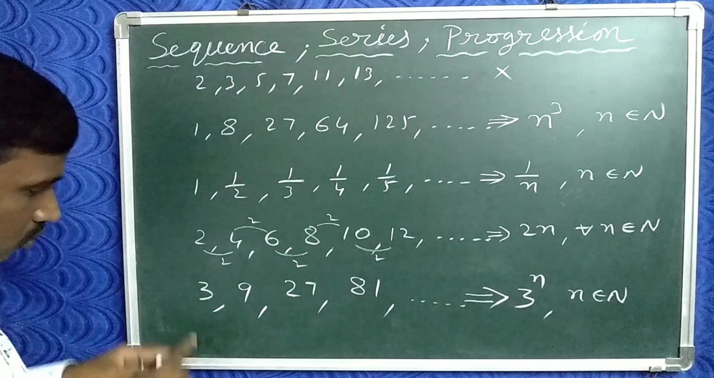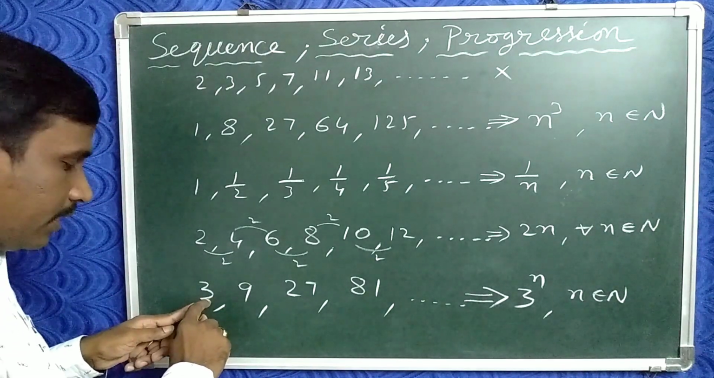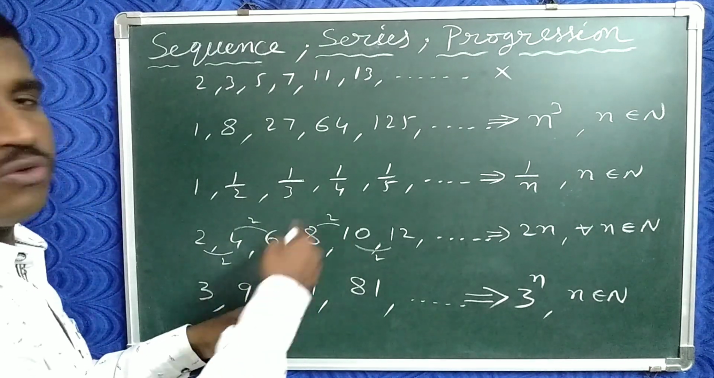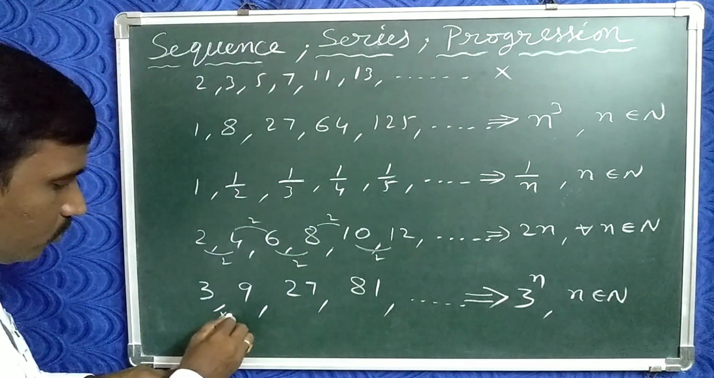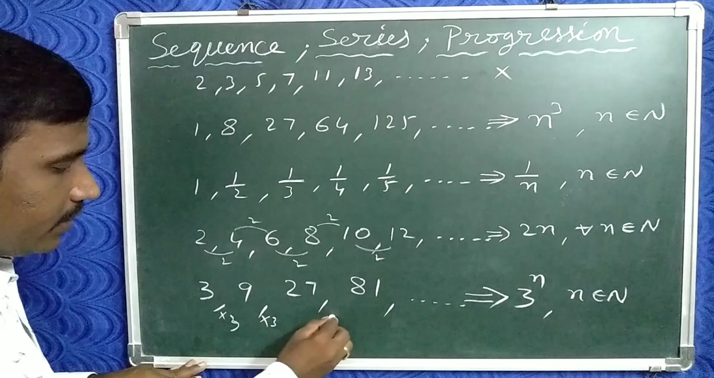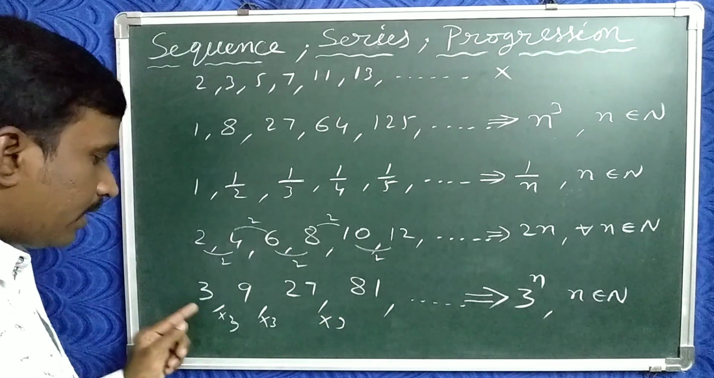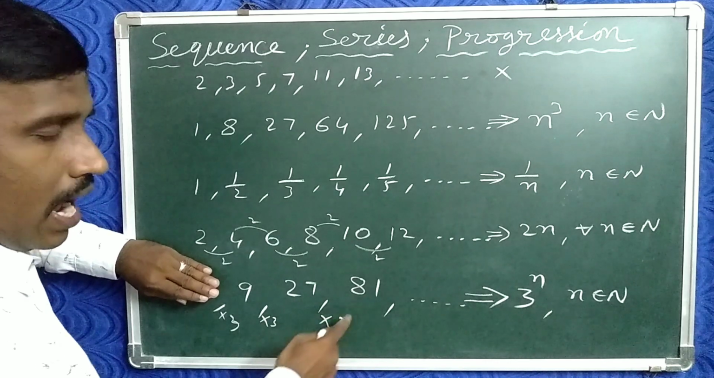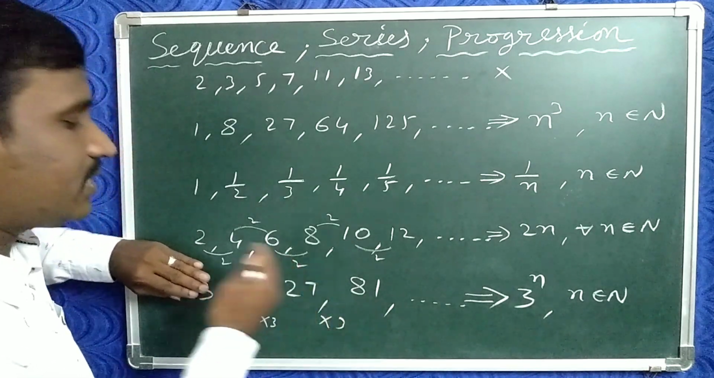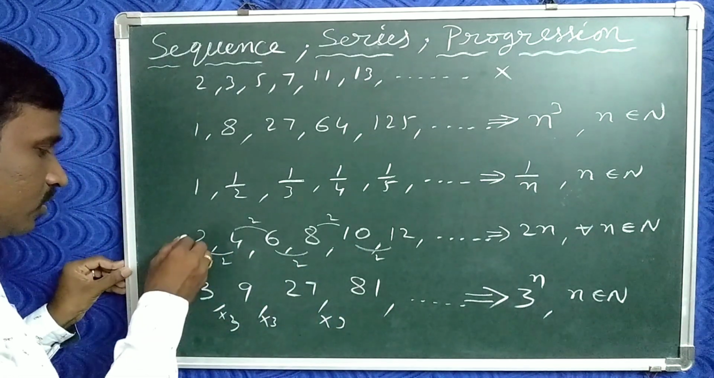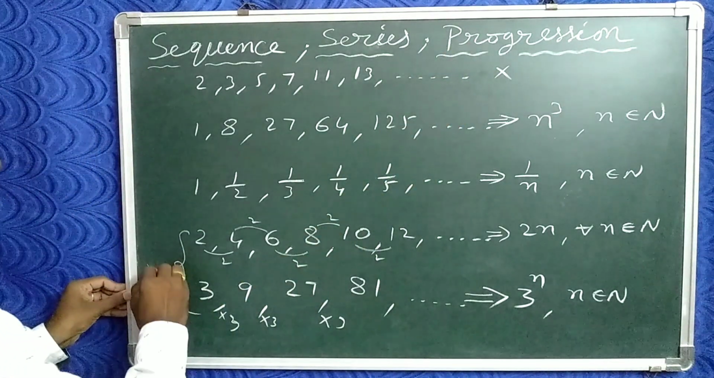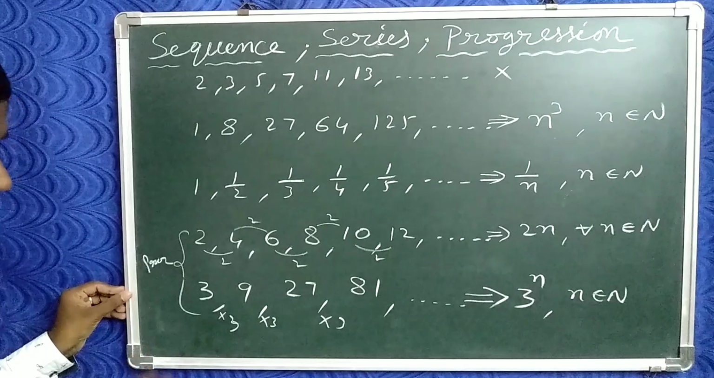Similarly, here also 3. So 3 into 3, 9. Into 3, 27. Into 3, 81. So into 3, into 3, into 3. So here also, except the first term, all these terms have a common relation to the preceding term. That's why these two are called progressions.